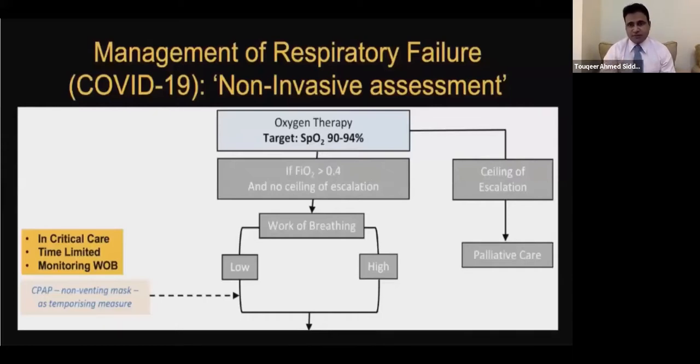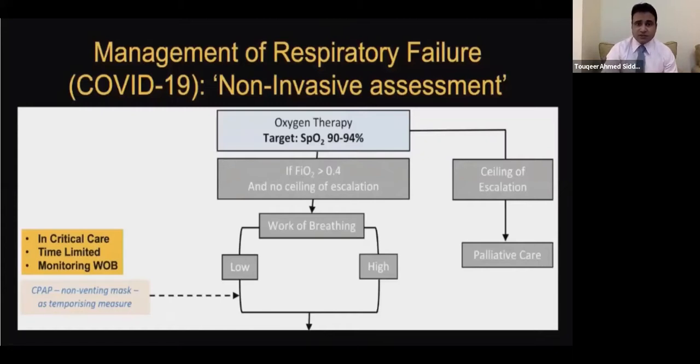So oxygen therapy, 90 to 94, FiO2 start at 0.4. Make ceilings of care very early, what you're going to offer to that patient. This patient is for NIV. This patient is not for NIV. This patient is for intubation. This patient would be for extracorporeal life support if needed. So make the decisions early, discuss with the family. That prevents unnecessary treatments being given when the patient is crashing.